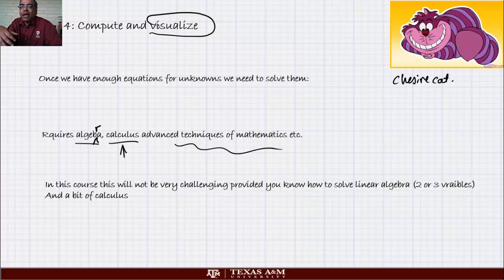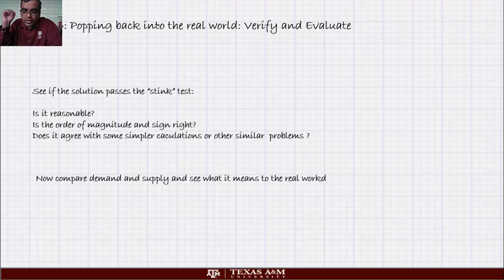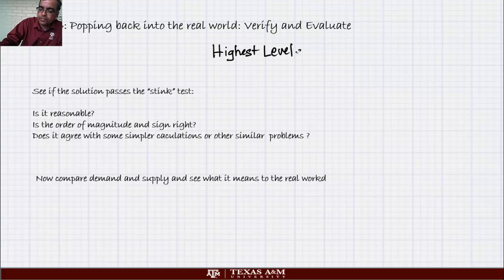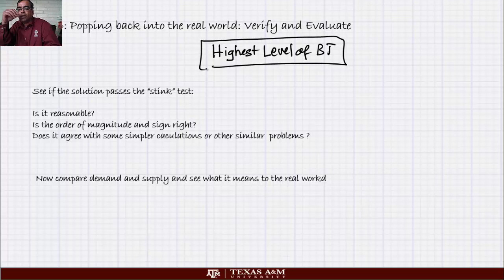So we are now going to step back. We are now all the way inside Alice in Wonderland through the looking glass. Now we're going to come out of it. So visualizing is being able to draw graphs, draw pictures, all these things by looking at the computation. Okay. The last step is verify and evaluate. Now this is highest in Bloom's taxonomy. Why is this? Because you have to do some evaluation, judgment.